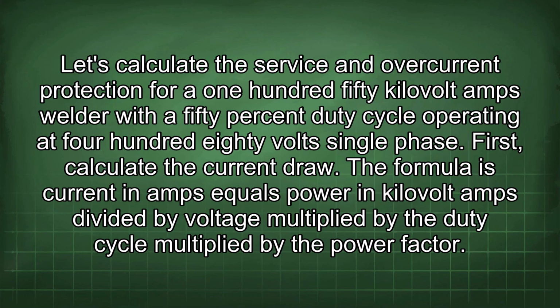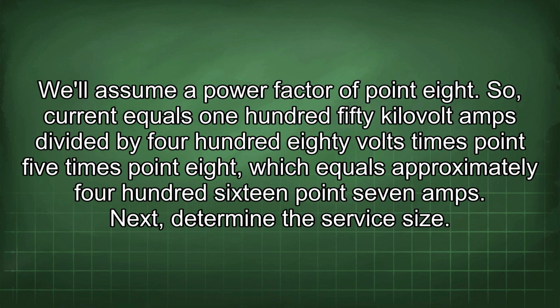Let's calculate the service and overcurrent protection for a 150 kVA welder with a 50% duty cycle operating at 480 volts single phase. First, calculate the current draw. The formula is current in amps equals power in kilovolt amps divided by voltage, multiplied by the duty cycle, multiplied by the power factor. We'll assume a power factor of 0.8. So current equals 150 kilovolt amps divided by 480 volts times 0.5 times 0.8, which equals approximately 416.7 amps.